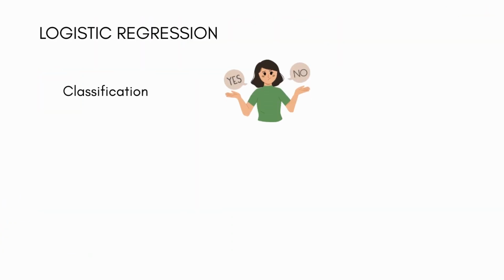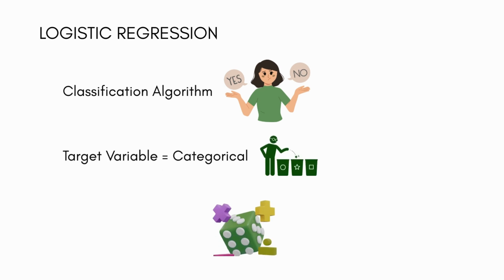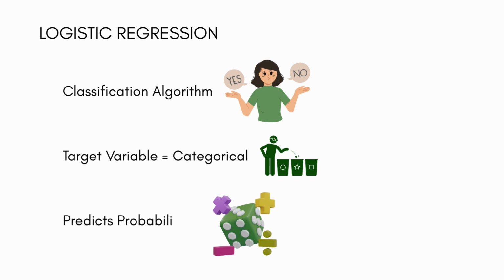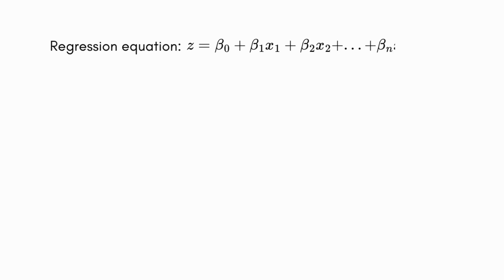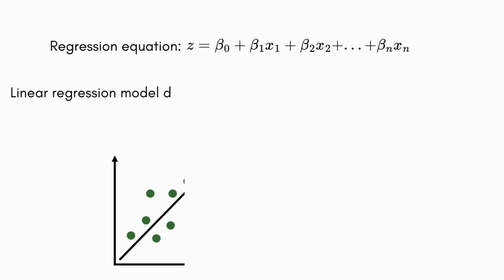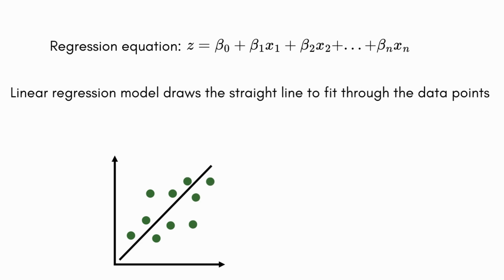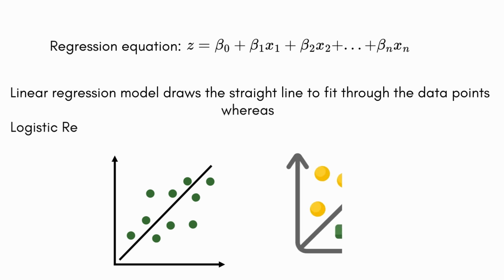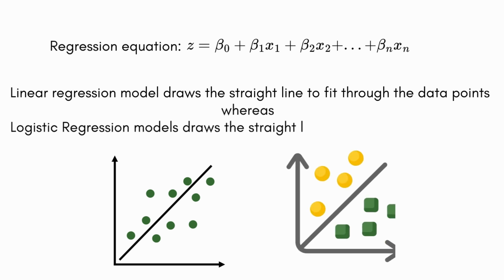Logistic regression is a classification algorithm used when the dependent variable or target variable is categorical. Instead of predicting raw values, logistic regression predicts probabilities. The logistic regression equation is the same as the linear regression. Both use the straight line. Linear regression model draws the straight line to fit through the data points, whereas logistic regression model draws the straight line to classify the data points.